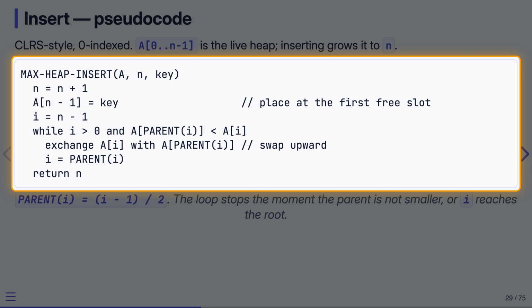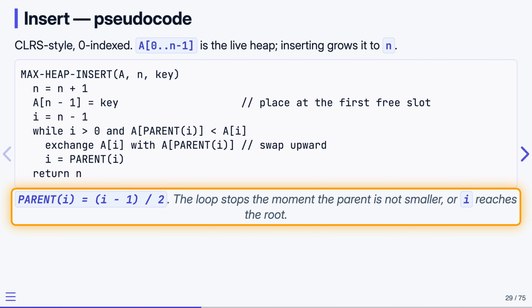The while loop runs while i is greater than 0, and the parent is smaller than a[i]. Inside the loop, we exchange a[i] with its parent, then set i to the parent index. The value climbs one level each time. When the loop ends, we return n, the new size of the heap. Parent of i is (i-1) divided by 2. The loop stops the moment the parent is not smaller, or i reaches the root.